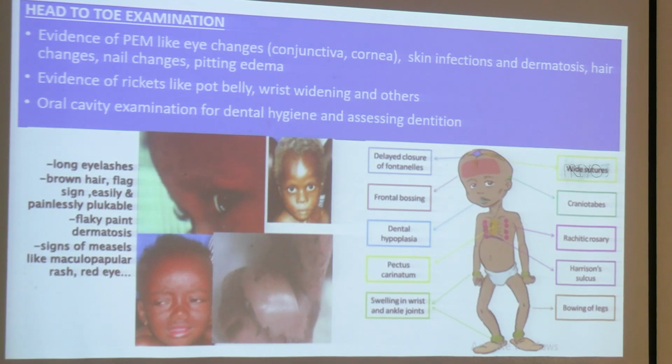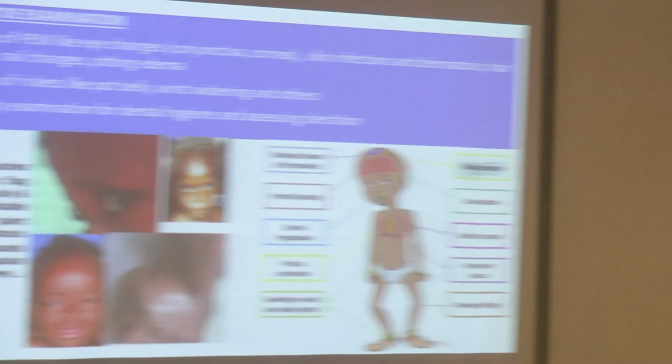So many other deficiencies of macronutrients and micronutrients, whether they are present or not. You can find long eyelashes, brown hair, flag sign, easily and painlessly pluckable hair, flaky paint dermatosis, all these things are there, so that you can find out whether there is any malnutrition in the child or not. Any sign of measles, like what is there in measles? Maculopapular rashes. In the mouth what is found?